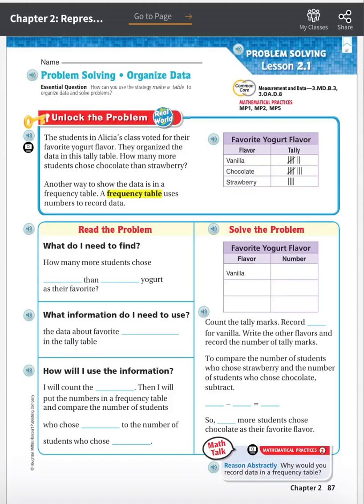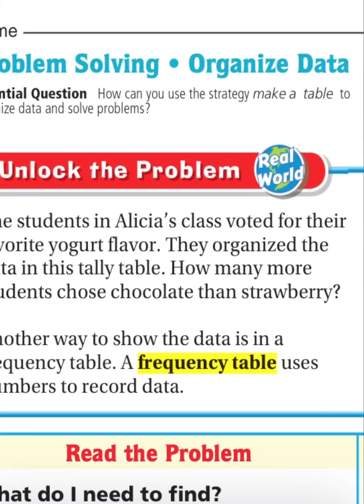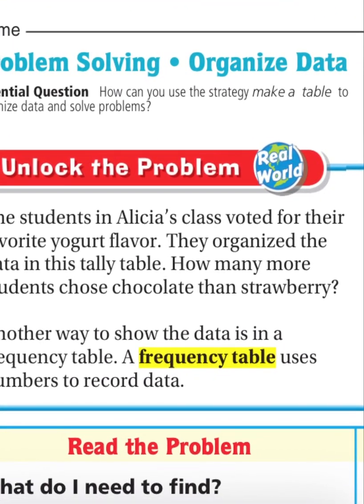Hello boys and girls, today we are on lesson 2.1, Organized Data, and we are on page 87 in your math books. So let's look at our essential question today, which is, how can you use a strategy, make a table to organize data and solve problems? So it looks like today we're going to make a table. Let's check out Unlock the Problem.